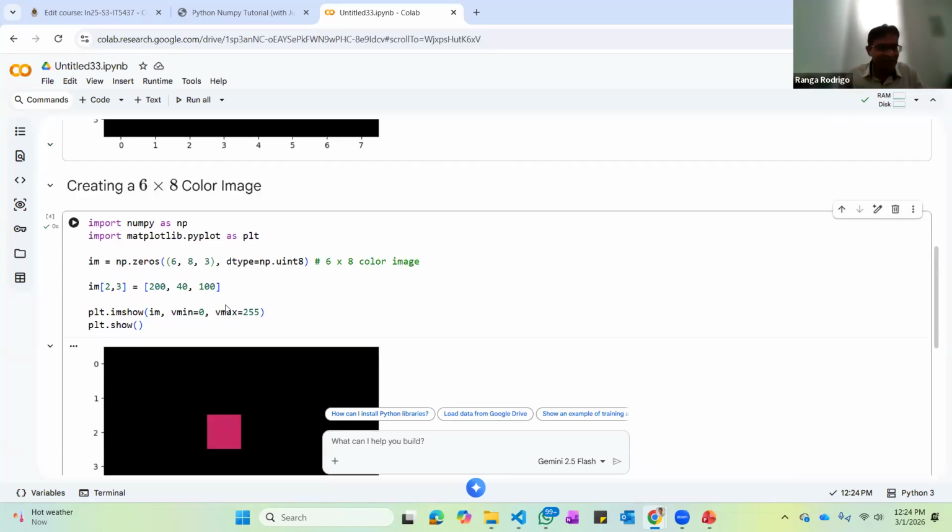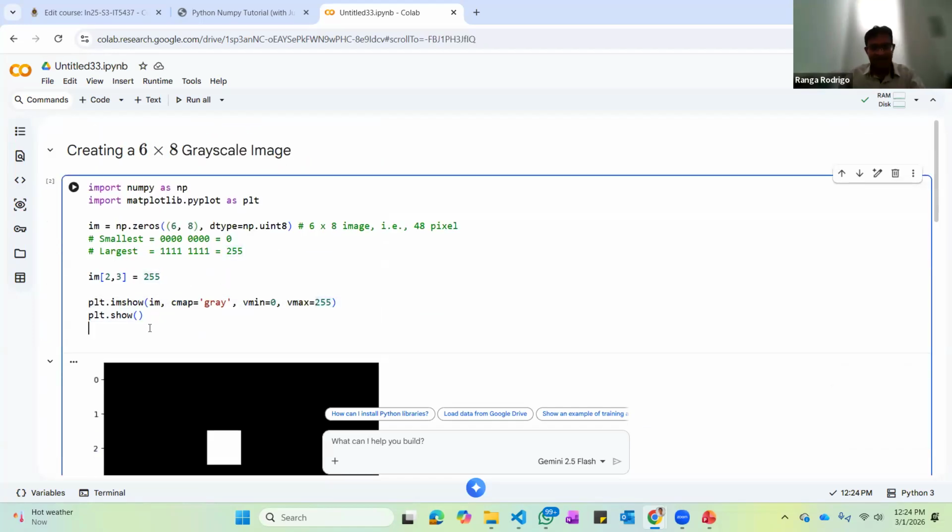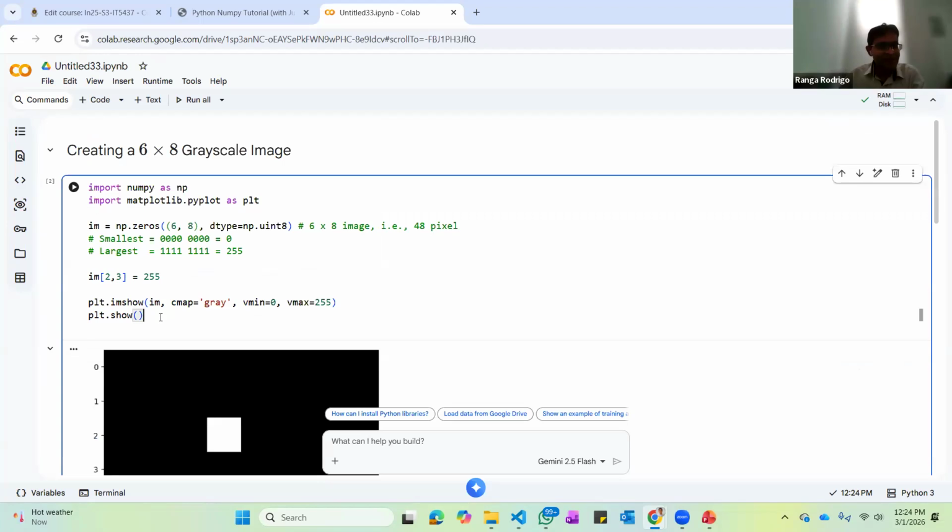So yeah, these are the two things. So maybe you can make a screenshot or you do these things. Some person asked how the resolution and so on. Exactly, this is the resolution of this image. 6 by 8 is the resolution of this image. This is a 6 by 8 grayscale image.